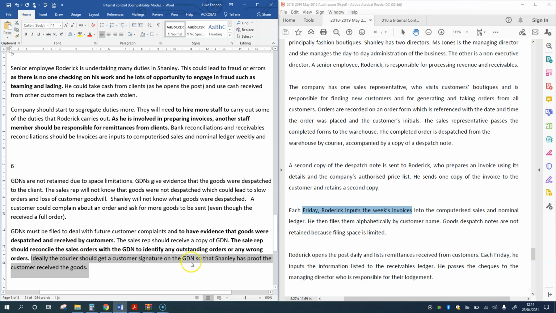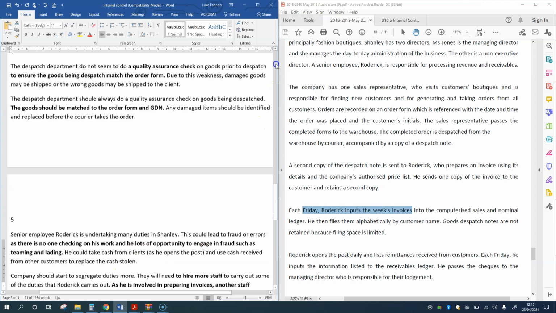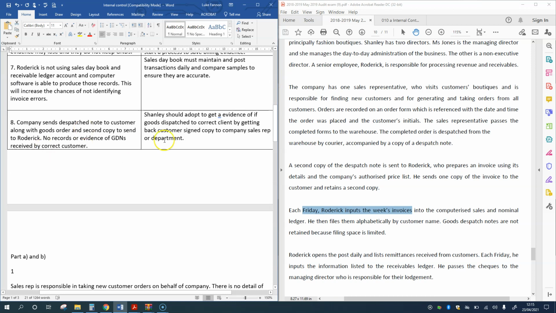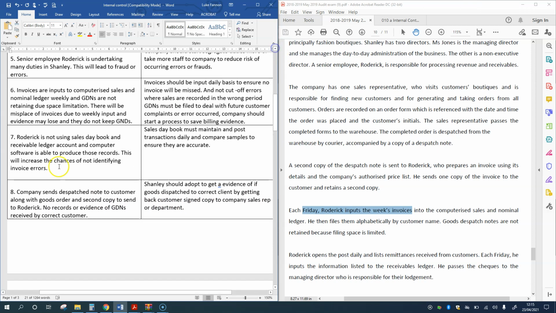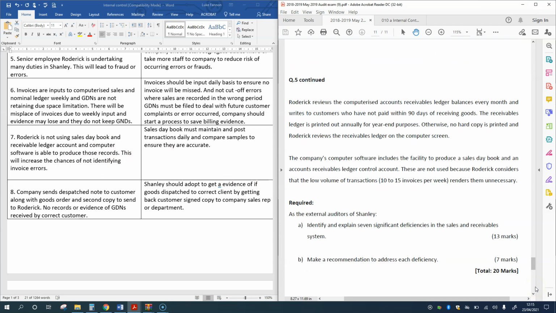And encourage getting the customer's signature, so proof the customer received. And I think the student has that as one of their weaknesses, and that's fine. I think they're number 8. Yeah, that was it. That was good. So that's a separate one. And not choosing the ledger. That was on the next page.